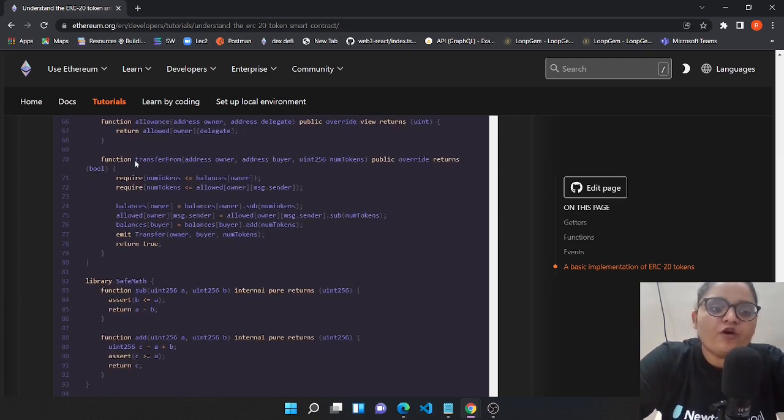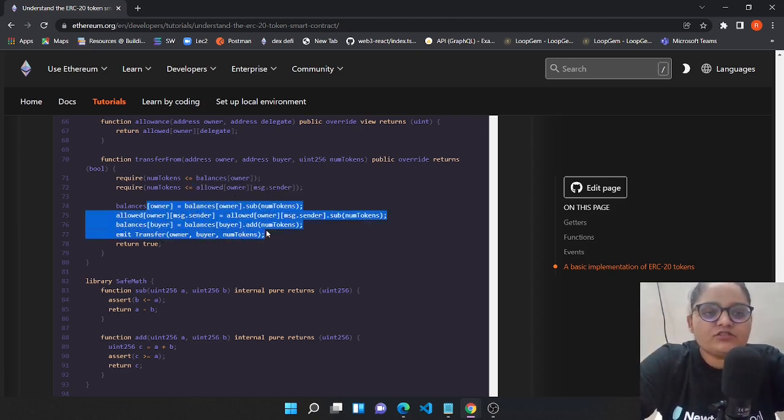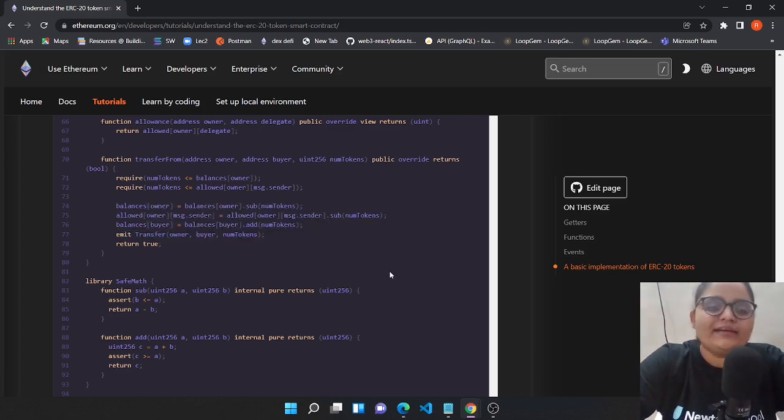And transfer from and allowance go simultaneously. So here you can see that we also check whether the person who wants to transfer using the transfer from function is allowed or not. If that person is allowed and if that amount is approved, then only the transfer from will execute, or else it will give you the error. So yeah, this was the basics of the implementation of an ERC20 token.